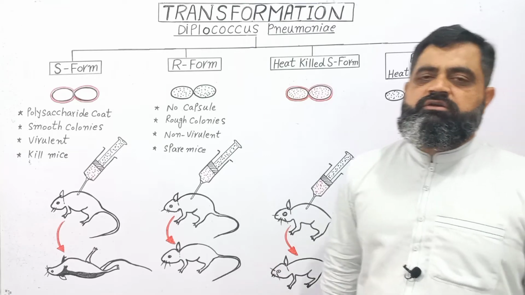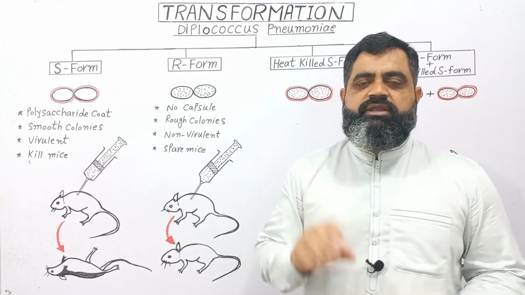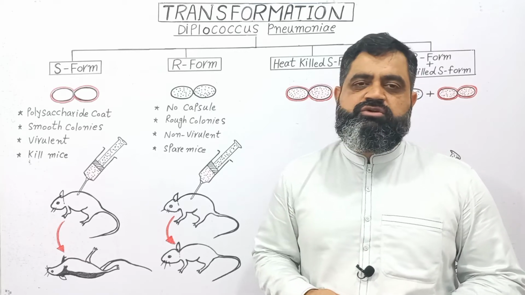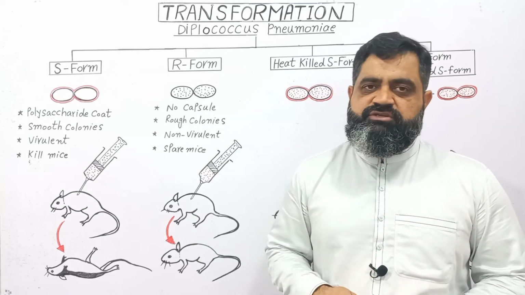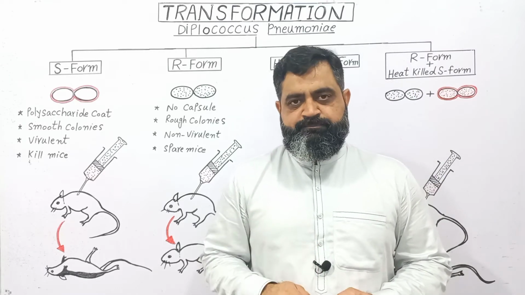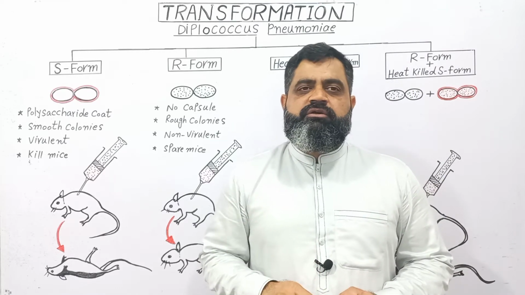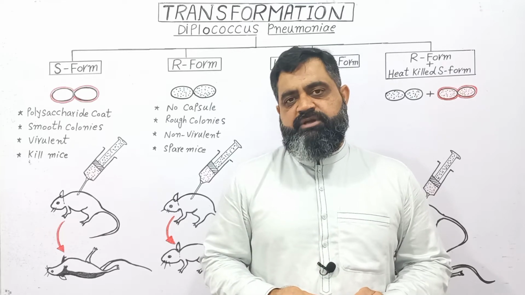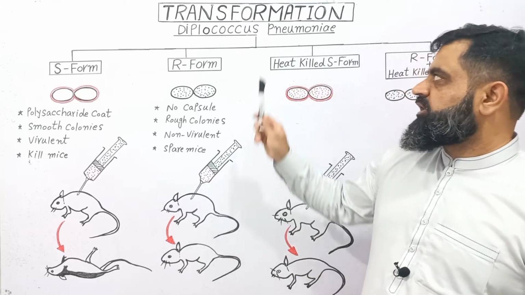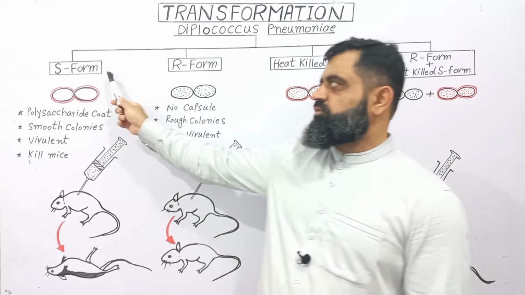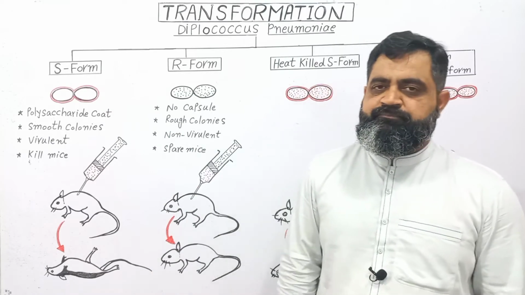Diplococcus pneumoniae is a bacterium which causes infection in animals and human beings, including lung infection and blood infection, and due to these infections a host can die. Frederick Griffith used mice to demonstrate his experiments. First of all, he took a strain of bacterium known as the S form of Diplococcus pneumoniae.